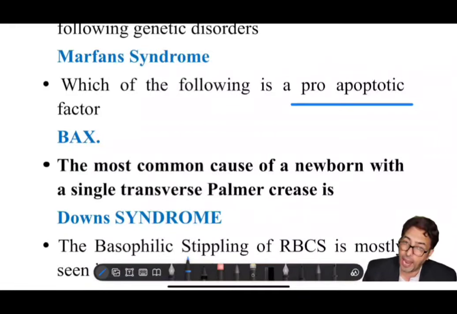You have to remember the anti-apoptotic factors and the pro-apoptotic factors. And the BAX you cannot forget. You cannot forget the BAX as a pro-apoptotic factor which promotes apoptosis or programmed cell death, which is an important phenomenon in many pathological as well as physiological, embryological processes.